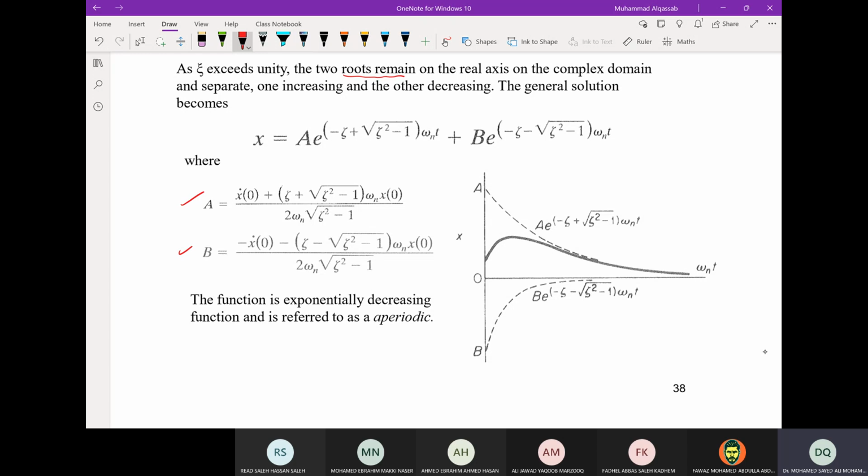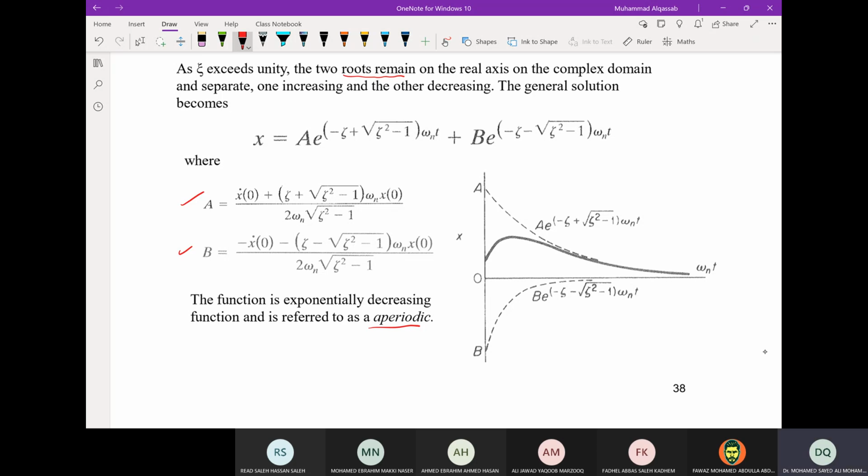The function is exponentially decreasing as expected, and is referred to as aperiodic. There are no oscillations here, and if there are no oscillations, there is no frequency of oscillation. It is not sinusoidal. There are no sine functions here.